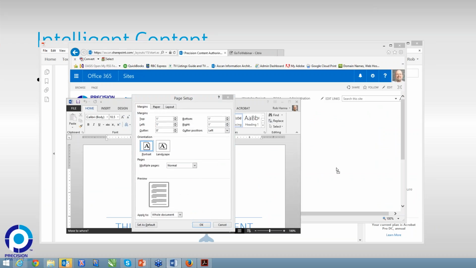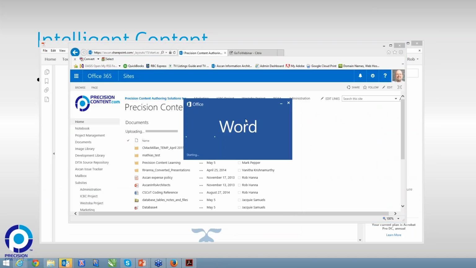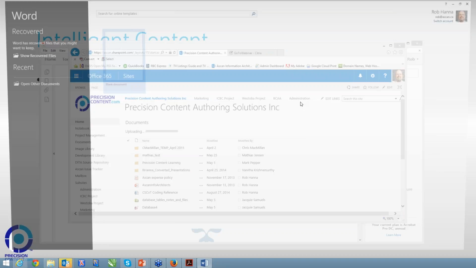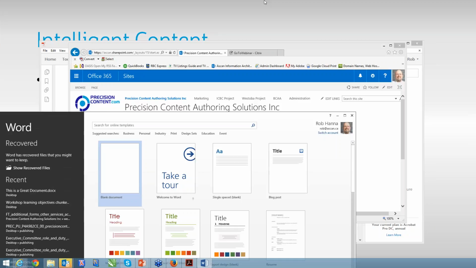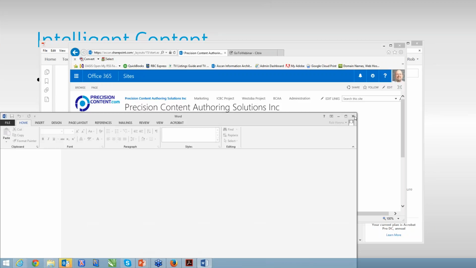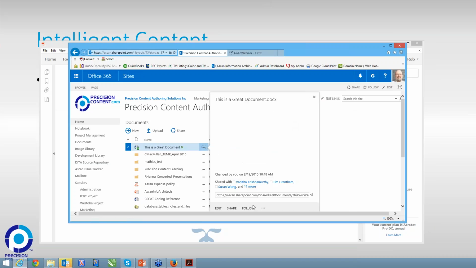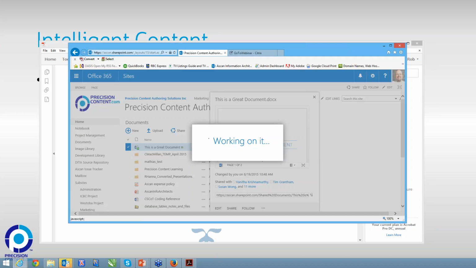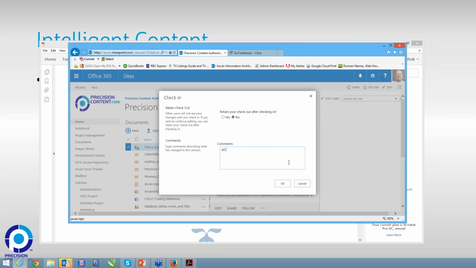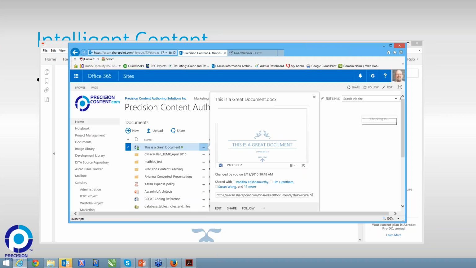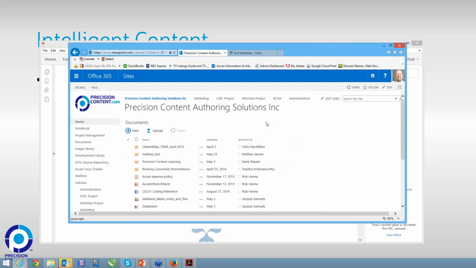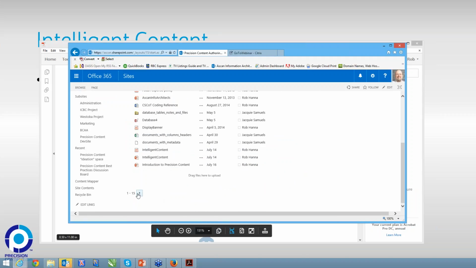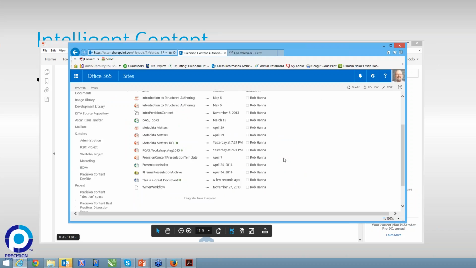Oops. Oh, stop that. Sorry. I love live demonstrations. All right. Okay, so this is a great document. Got pulled up. That's great. That's what I wanted to see. I just have to check it in. And now let's have a look and see how much metadata came across from this particular document.